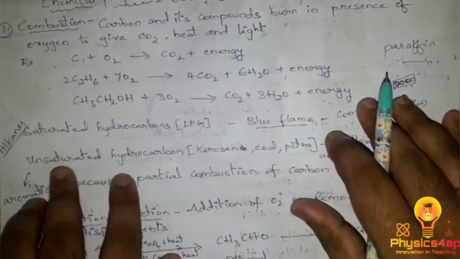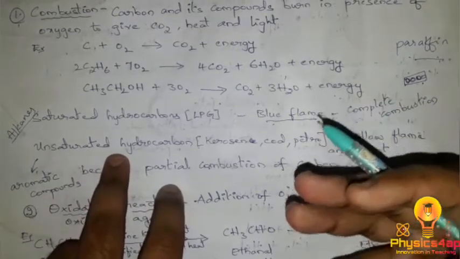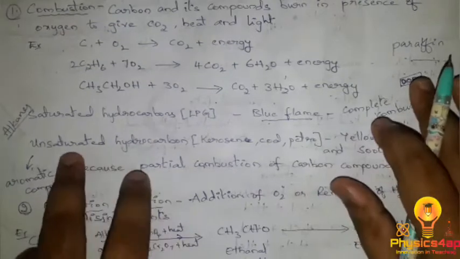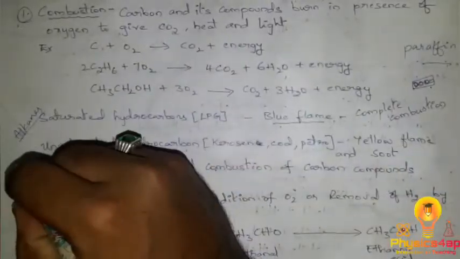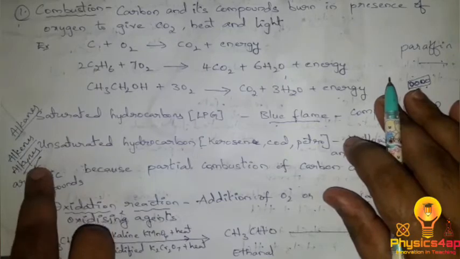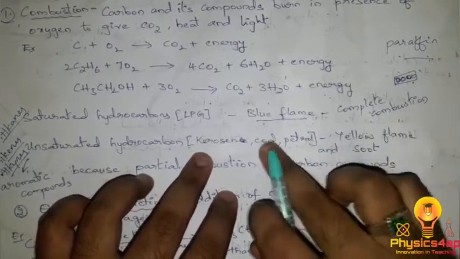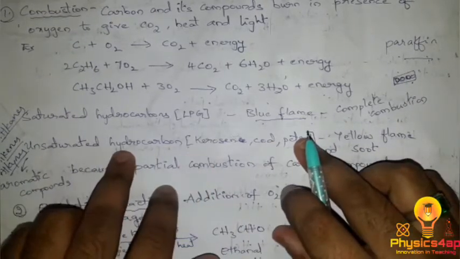And at the same time, if we see the unsaturated hydrocarbons, they are also called aromatic compounds, or what we call olefins. Olefins, that is unsaturated, are called alkenes and alkynes. So alkenes and alkynes are double bond and triple bond. So the unsaturated hydrocarbons like kerosene, coal, petrol, diesel. All these are examples of unsaturated hydrocarbons.